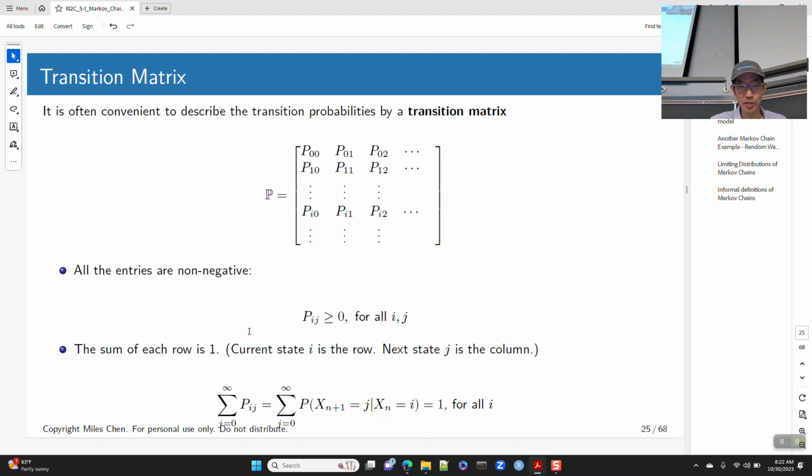We'll call this transition matrix P. Everything's a probability, okay? All of the entries in this transition matrix are non-negative. They can be 0, but they are non-negative. And the sum of each row in the transition matrix has to add up to 1.